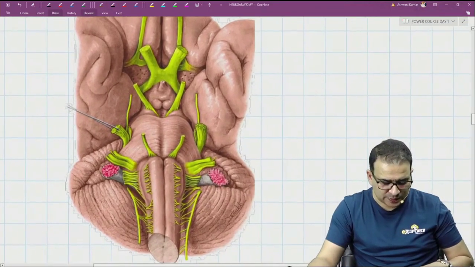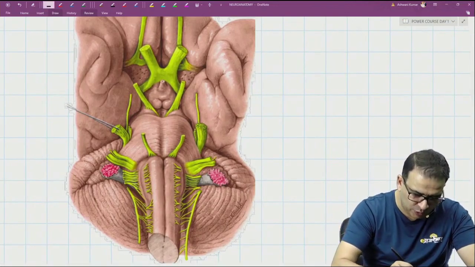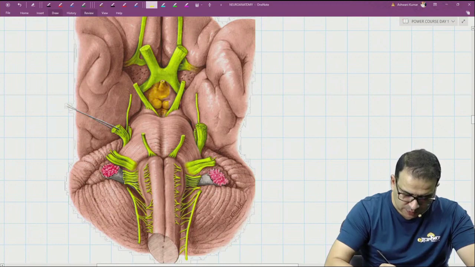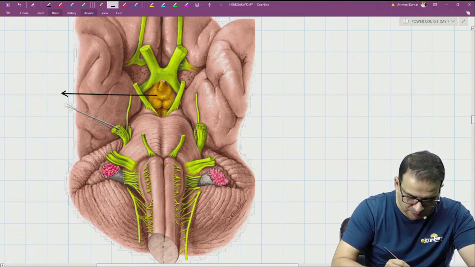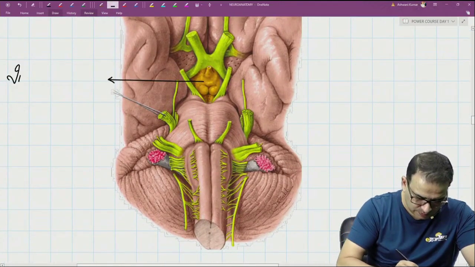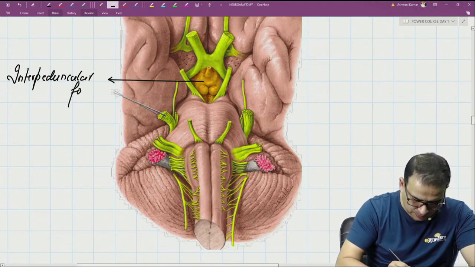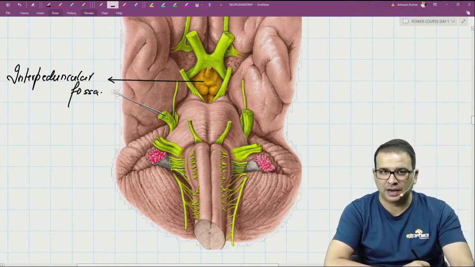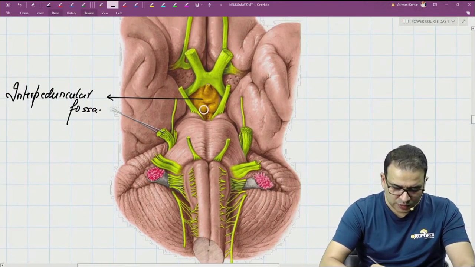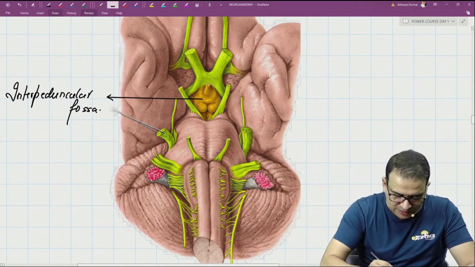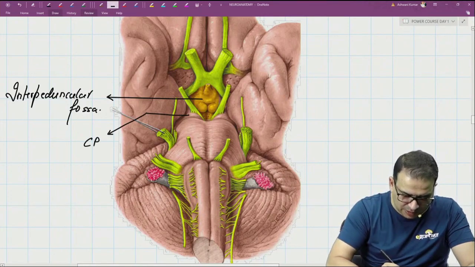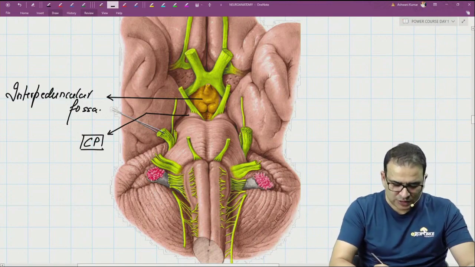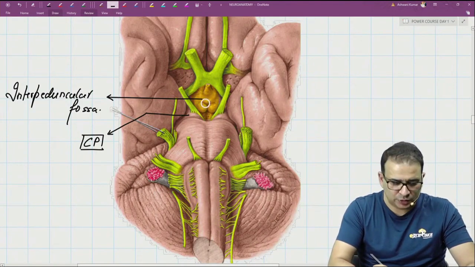So in this picture, in the ventral aspect of the brainstem, first and foremost, see this space here, the space between the two cerebral peduncles is called the interpeduncular fossa. And this interpeduncular fossa is bounded by the two peduncles. You can see these are the peduncles here. This here is a cerebral peduncle. It's a part of the midbrain. So the fossa is between these peduncles only. That's why we call it the interpeduncular fossa.